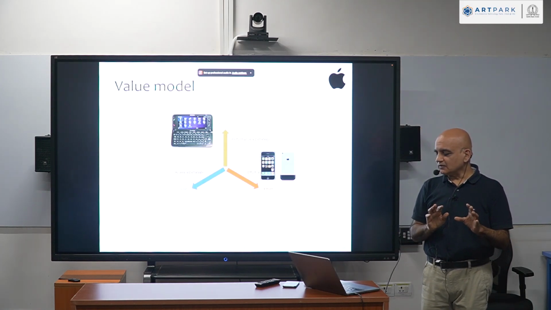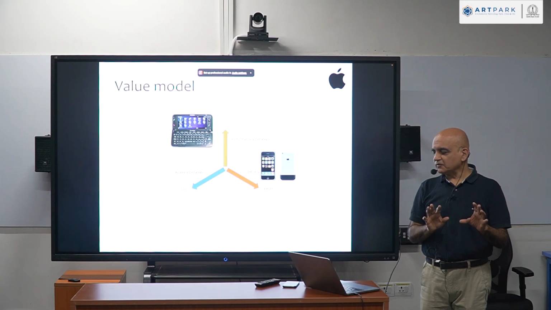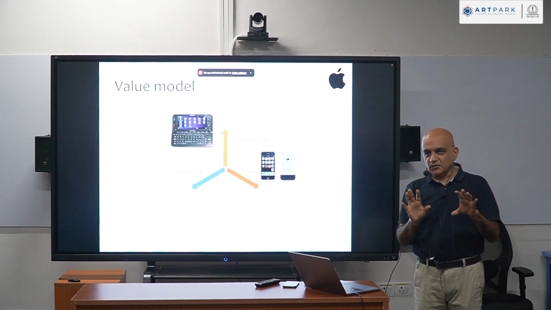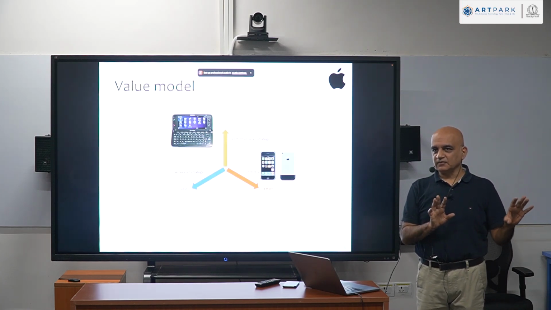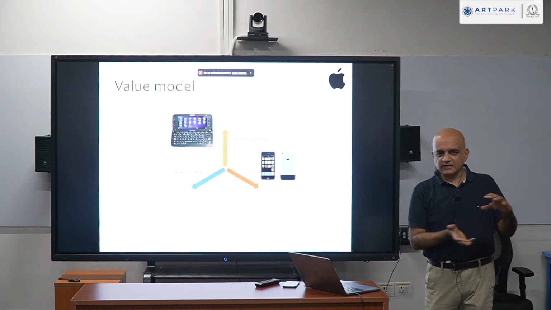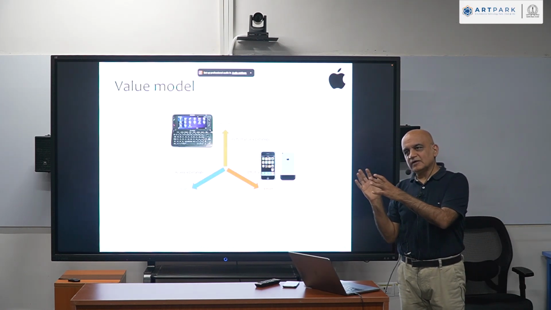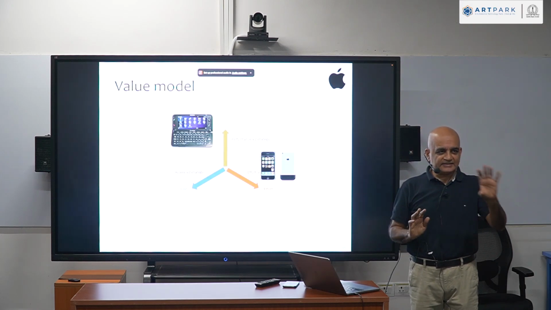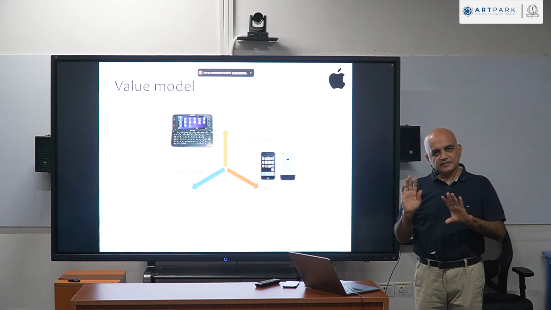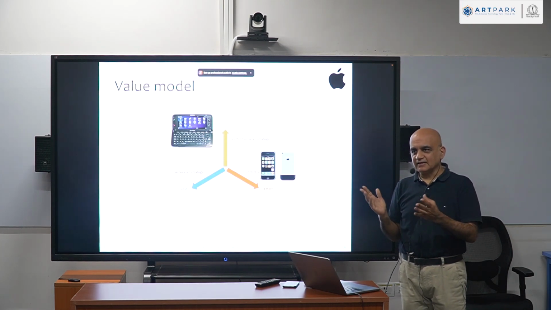So the way to think about a value model is not only the disruptive value. You don't have to reduce the price. You don't have to think of a business model. Think about the value model. Think about how you will differentiate yourself from the existing incumbent in the market. Pick one of the three, and I think you will likely succeed.